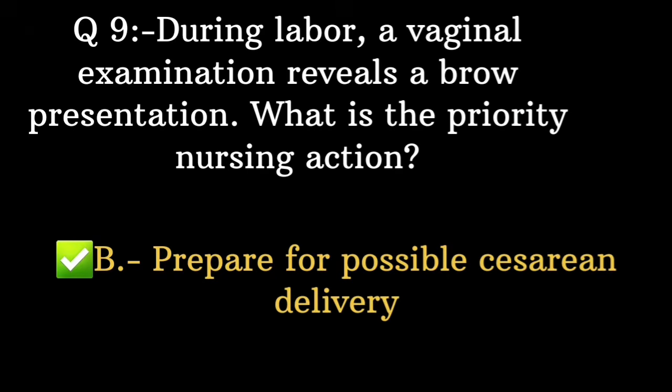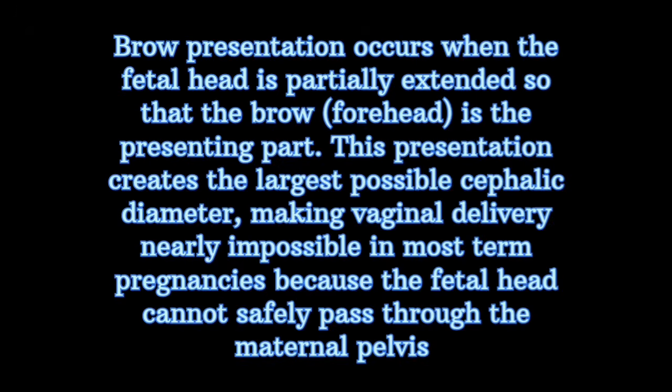Option B is the correct answer. Prepare for possible cesarean delivery. Brow presentation occurs when the fetal head is partially extended so that the brow, that means forehead, is the presenting part. This presentation creates the largest possible cephalic diameter, making vaginal delivery nearly impossible in most term pregnancies because the fetal head cannot safely pass through the maternal pelvis.